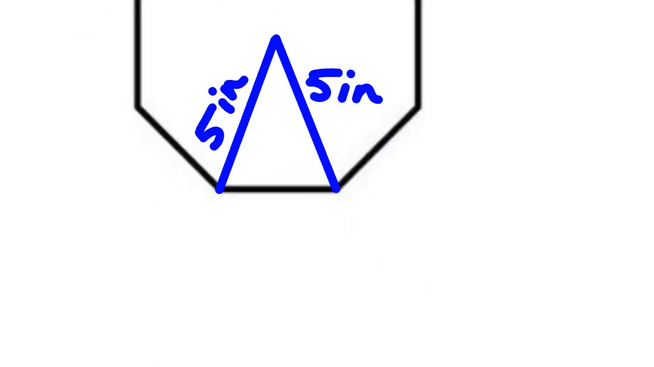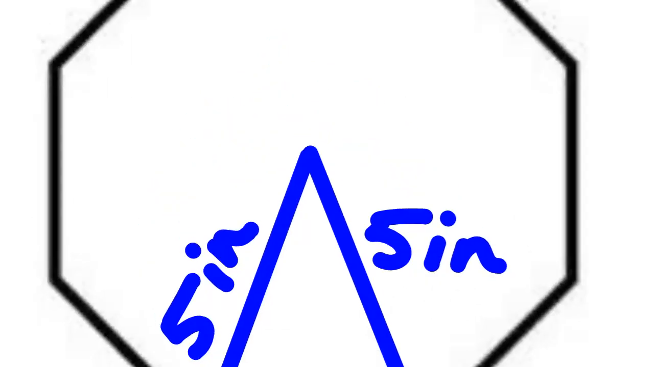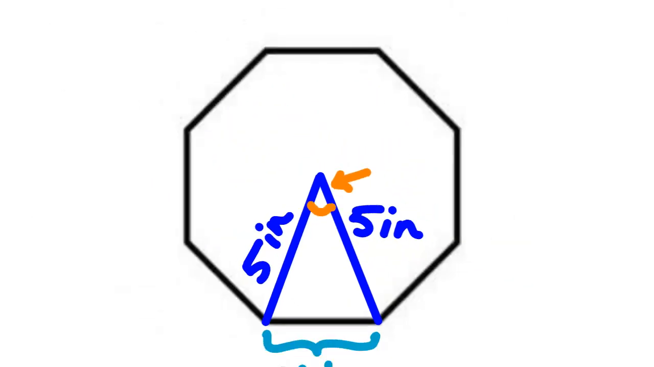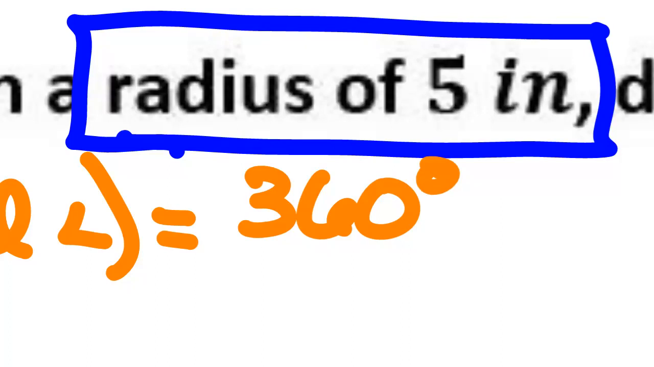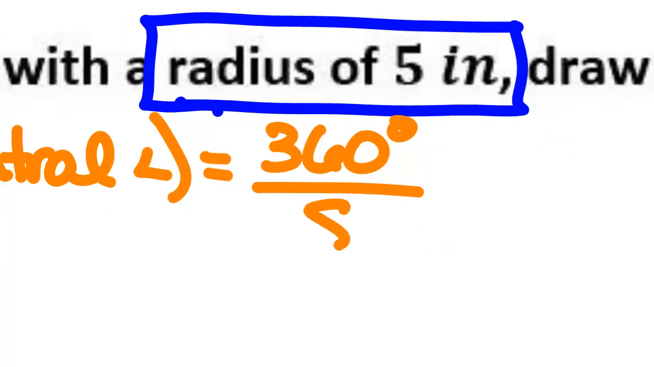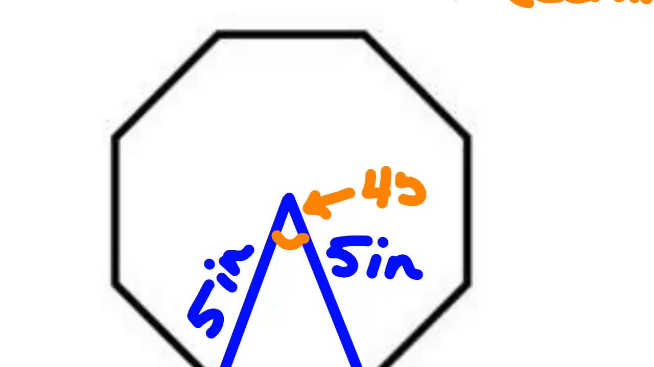We need to find the perimeter, which means I need to find the length of one of the sides, so then I can multiply that by how many sides I have in my octagon. In order to find the length of the side, I'm going to need to find the measurement of the central angle. How do we find the measurement of a central angle? Yes, 360 divided by the number of sides. What is 360 divided by, wait, how many sides do we have? 8 sides. 45 degrees. So my central angle here is 45 degrees.